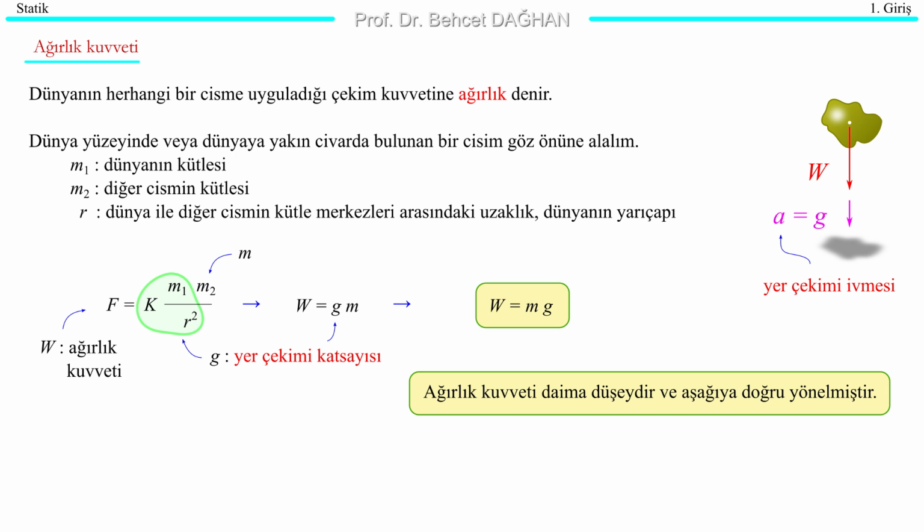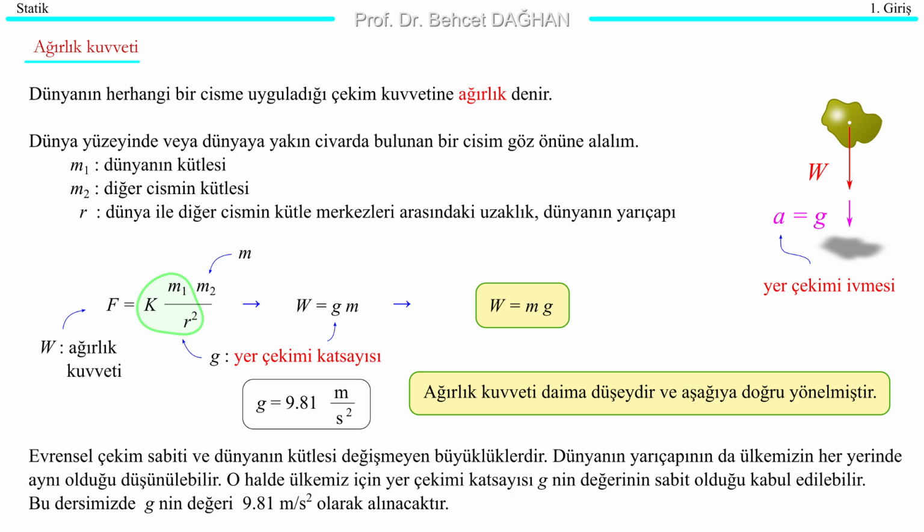Now, let us remind you that the weight force is always directed vertically and downwards. Let's examine the figure on the right. Let this object be an object that moves only under the influence of gravity. No other force acts. So the acceleration of this object is equal to g. So the acceleration due to gravity is equal to g. It is equal to the gravitational coefficient. What is the value of g? We can accept the value of g as 9.81 for Turkey. In these lectures, the value of g will be taken as 9.81 meters per second squared.